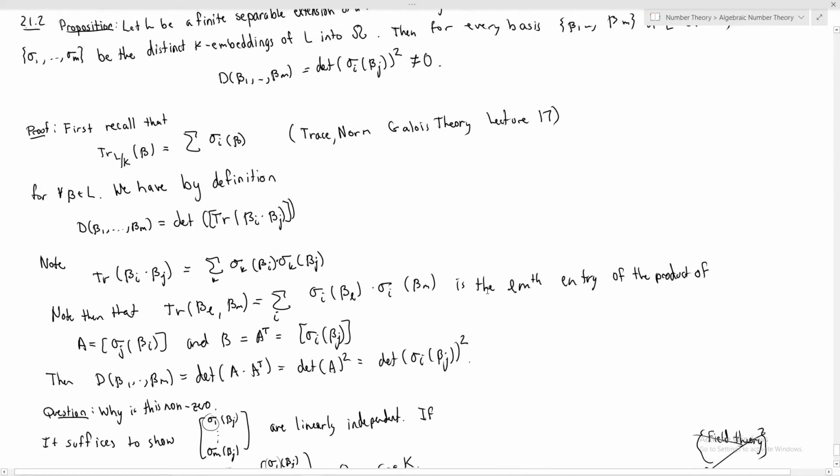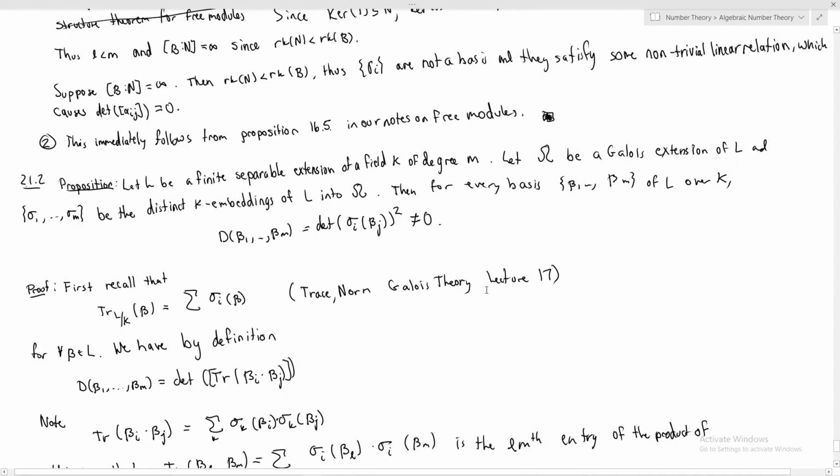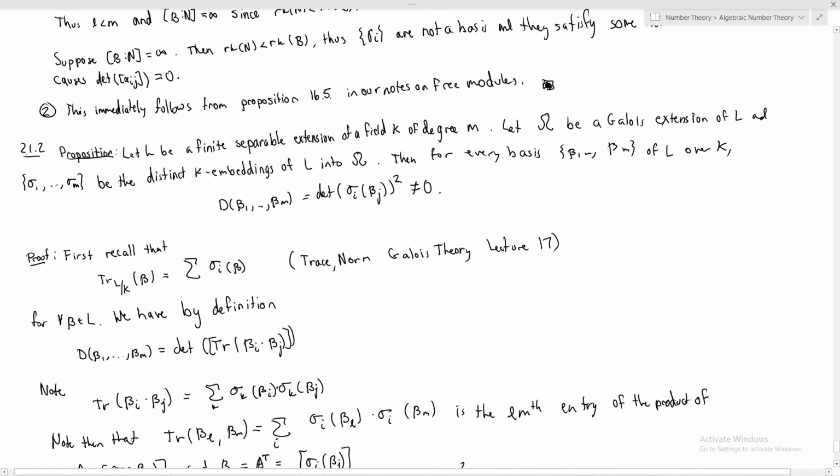Okay, so the important part is basically that you can compute the discriminant by using the determinant of these Galois conjugate matrices, and it's non-zero, so this discriminant is a non-degenerate bilinear pairing on L.